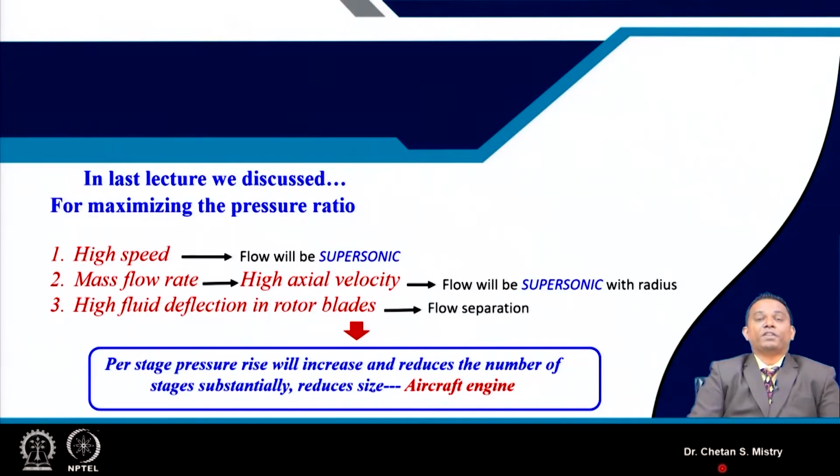When we say higher peripheral speed, that means we have the option of increasing the diameter or the rotational speed of the compressor. That is what will lead to the flow going supersonic in the tip region. The second option we have explored is changing the mass flow rate, or increasing the axial velocity. When we increase the axial velocity, we will have a similar situation near the tip region or at some span region of the blade, where the flow will go supersonic.